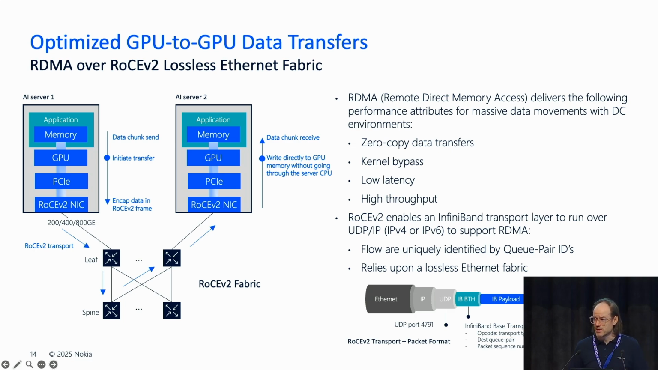The way that it does this is over a RoCE v2 transport. If you look at RoCE v2, what is it from a network perspective? It's basically InfiniBand wrapped in UDP and IP. A few key attributes: a flow is identified by a Q-pair ID, and it also relies upon a lossless fabric. In short, the retransmit or windowing mechanism for RDMA relies upon timeouts and retransmits if you have a lost packet. That's really bad; you really don't want that. So lossless Ethernet is a must.